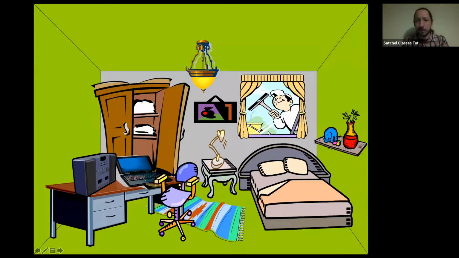So we have a bed, we have a window, we have a picture, a lamp, a night table, a chair, a laptop, a desk, a sound system, wardrobe, and of course we have a rug. So look at all these objects. Some of them are going to disappear. We are going to revise how we say them, how we pronounce them in Spanish, and how we translate them into Spanish. So let's go.